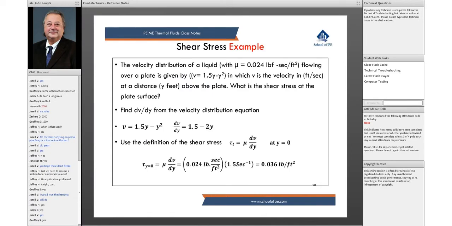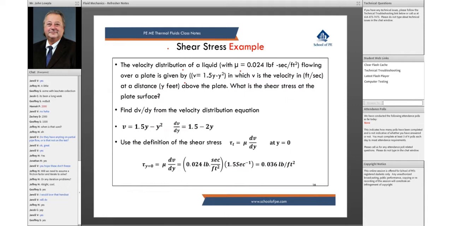So what type of problem may you encounter on this? We'll do that in terms of shear stress. Could be a typical problem: we have a velocity distribution of the liquid. It's got a viscosity of 0.024 pound-seconds per square foot. Then you've got it flowing over a plate. The velocity distribution of the plate is given as 1.5y.